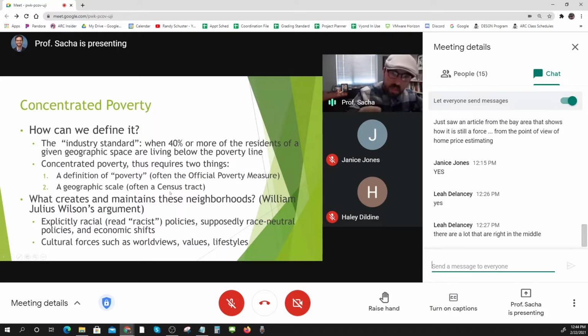So you need two things. To say that concentrated poverty exists, you need to know what your definition of poverty is, and then you have to have a geographic scope, right? The census tract is the most commonly used geographic scale. It's an aggregation of a bunch of different blocks. It more or less correlates to how we think about neighborhoods, although sometimes bigger neighborhoods in cities can have multiple census tracts that make them up. But next week, when we start looking at Social Explorer, we're going to be using census tracts as our geographic unit of interest, right?